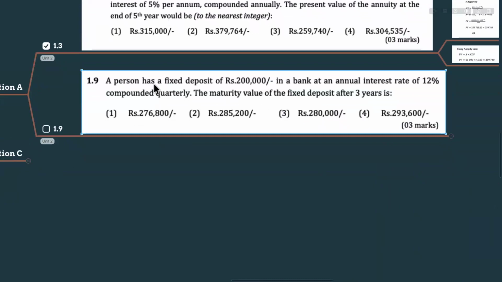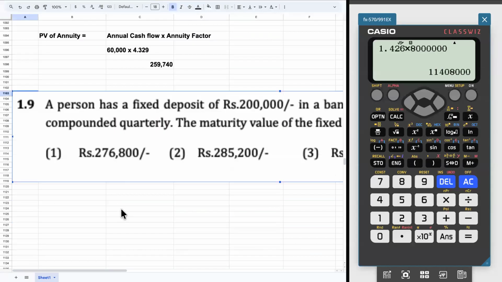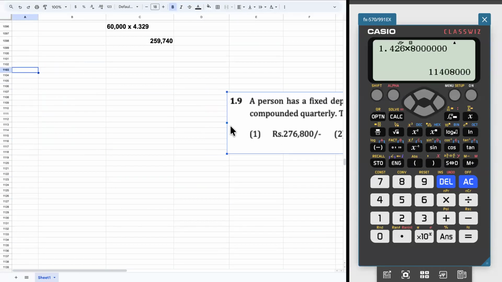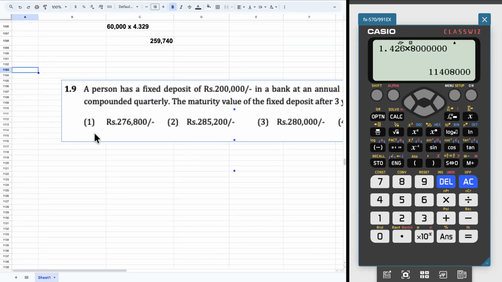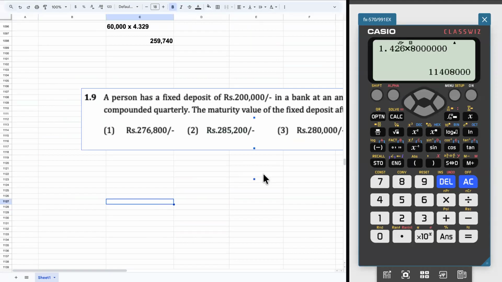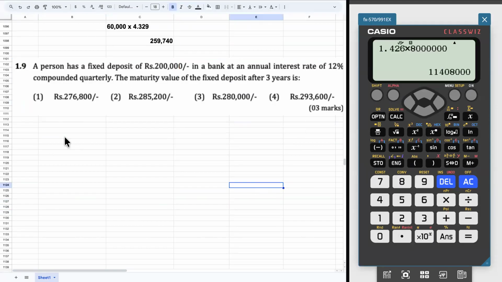And the other one: a person has a fixed deposit of rupees 200,000 in a bank at an annual interest rate of 12% compounded quarterly. The maturity value of the fixed deposit after 3 years. So always, my dears, you have to take care of the compounding periods. Then after that, we have to adjust the compounding period for our interest rate. Right? First priority is the compounding, whether it's quarterly, annually, or whatever.